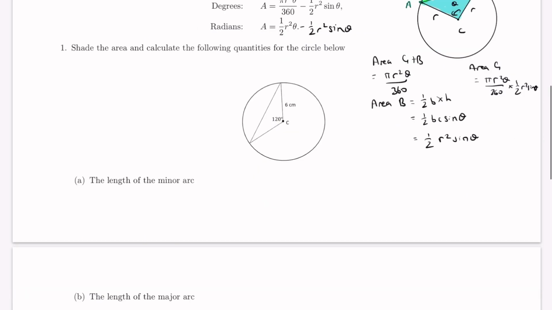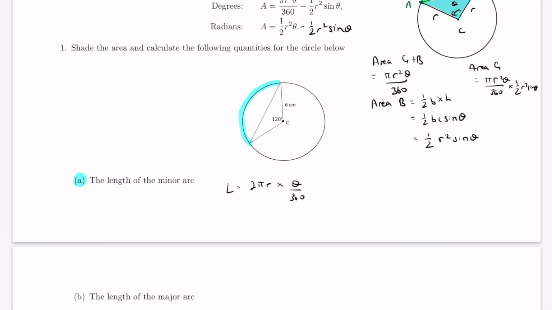Let's have a look at question 1. Shade the area and calculate the following quantities for the circle below. Part A, we're going to do in blue, the length of the minor arc. Remember, that's the minor arc because it's the shorter of the two. Its length is normally 2 pi r for the whole circle, but because it's a minor arc, it's theta on 360.